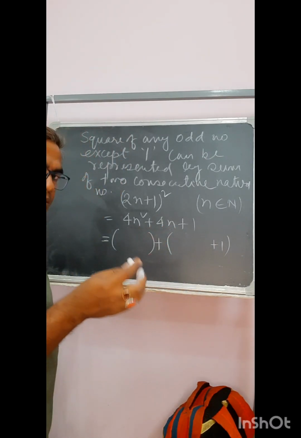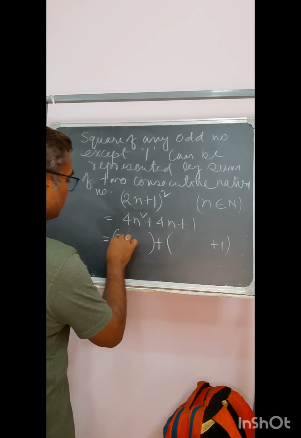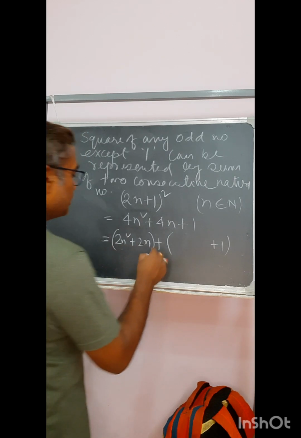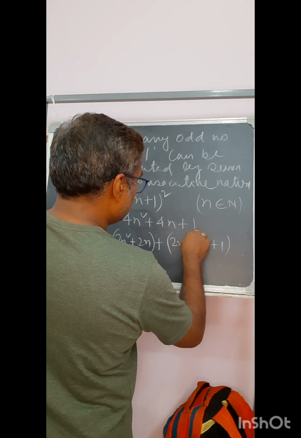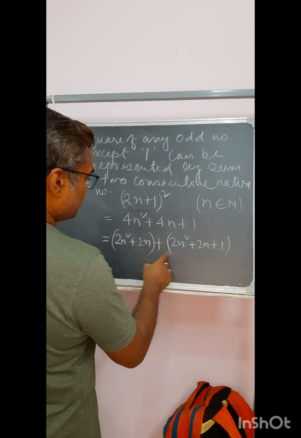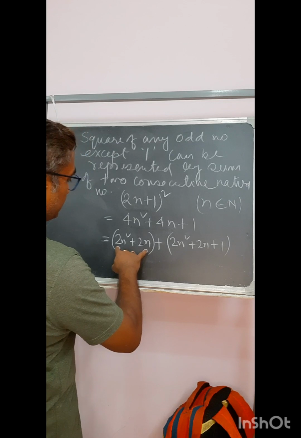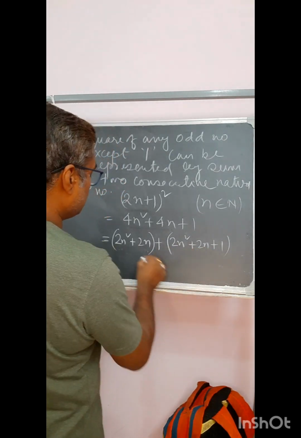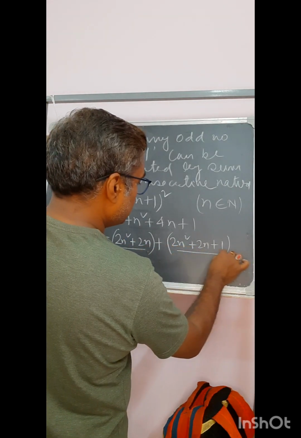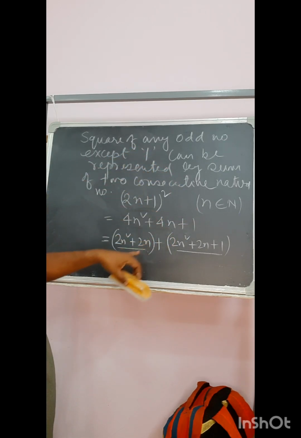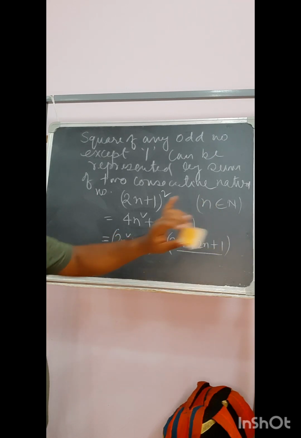That can easily be divided into two parts. One part will be in one bracket, and the remaining part will be in the other bracket. So this will not give any difference whatever the terms are, and they differ by 1 only. So it can definitely be said that these are consecutive terms. This is the requirement of the theorem, where the square of any odd number can be represented by two consecutive natural numbers.